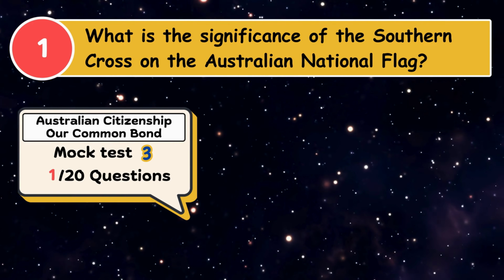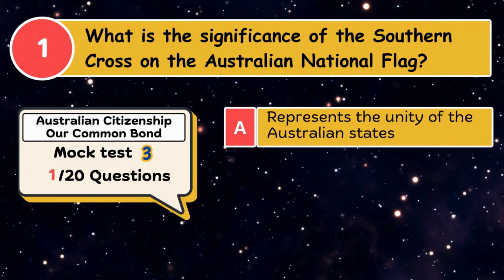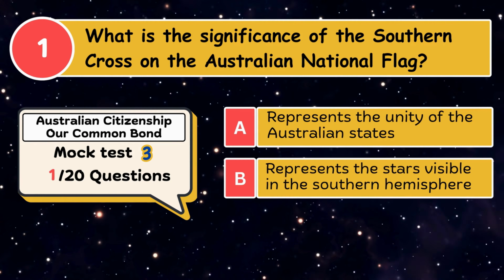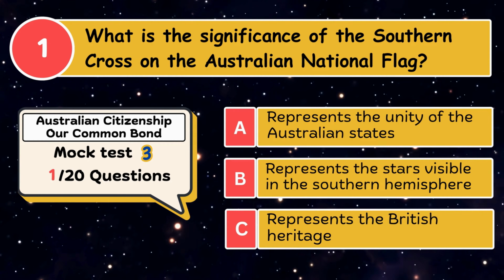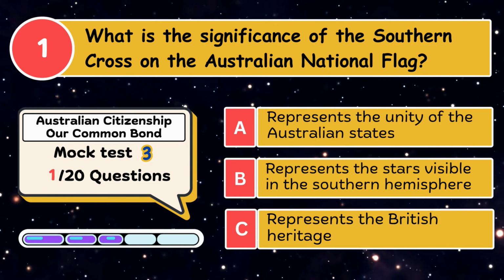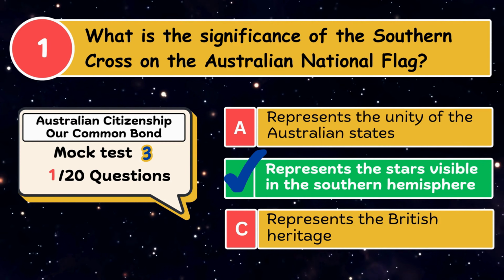What is the significance of the Southern Cross on the Australian national flag? A. Represents the unity of the Australian states. B. Represents the stars visible in the Southern Hemisphere. C. Represents the British heritage. The correct answer is represents the stars visible in the Southern Hemisphere.